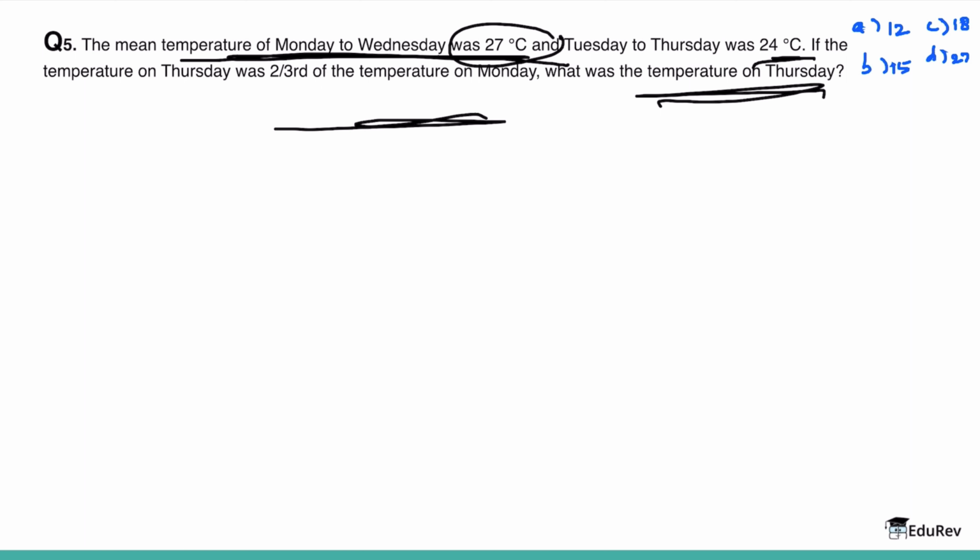From the first sentence, we can get that the total from Monday to Wednesday was 81.